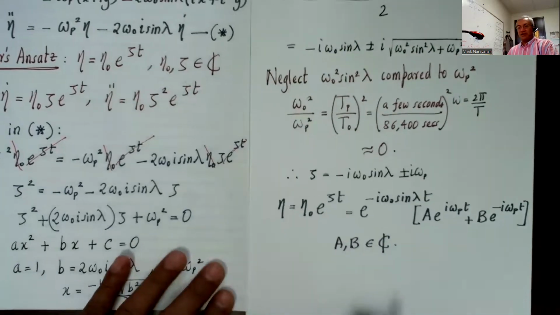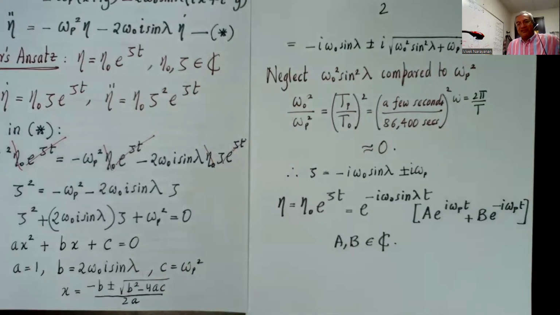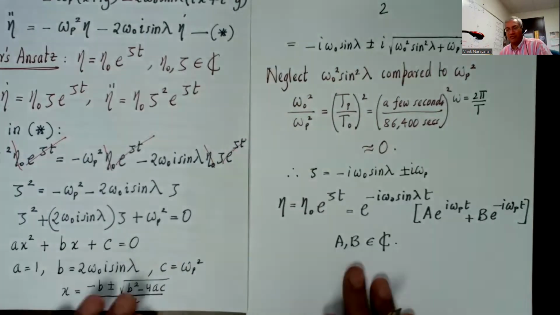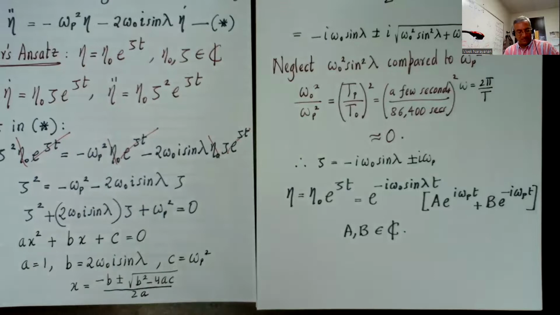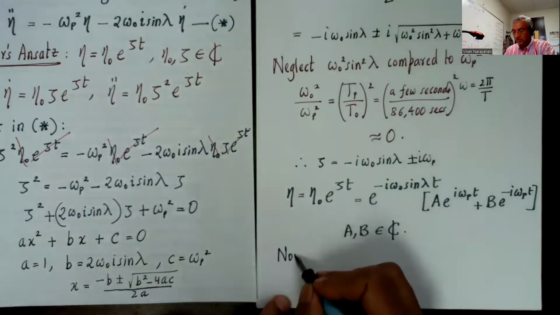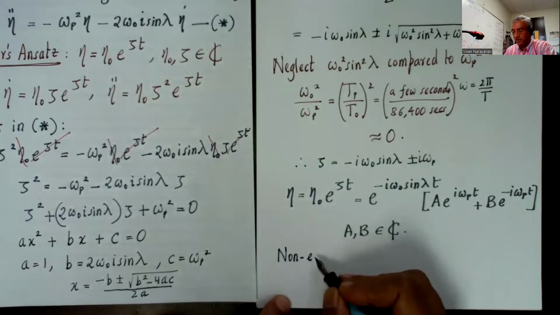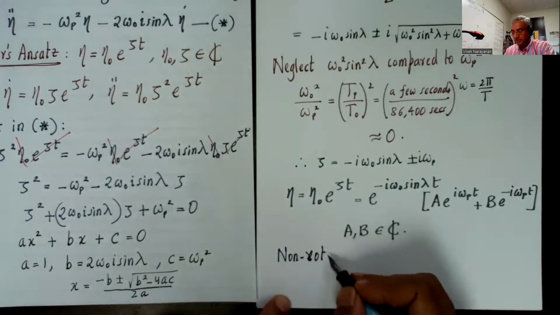All right. Having got the solution, this is the answer to the problem. The Foucault pendulum is solved. Now it's just a question of checking if this is right or wrong. Let's check the most obvious thing. What if the Earth is not rotating? Non-rotating Earth.